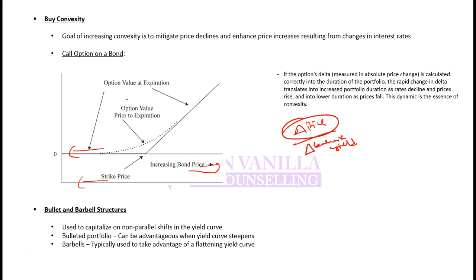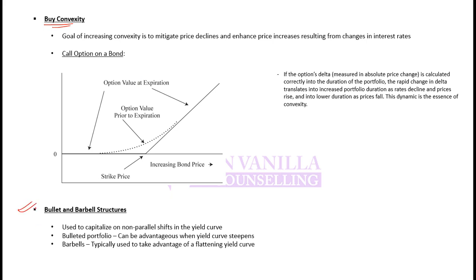But if price is increasing, then this option will play its role and it will impact the change in price, because its value is also changing. As price is increasing, you are not only benefiting from the increase in price, but you are also benefiting from the increase in option value. Higher the price, higher would be the option value. So that is why you should keep convexity or buy convexity when you expect movement in the yield curve.